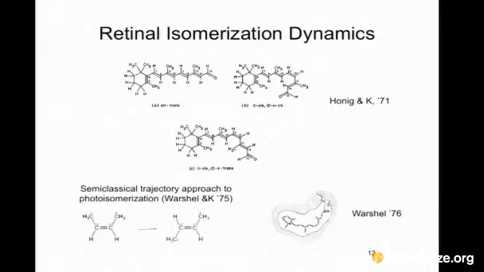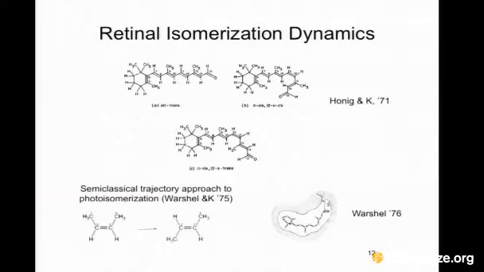Here's a very simple case, 2-butene, where you have the two methyl groups on the same side of the double bond. After the light strikes, you get the trans-butene with the two methyl groups on opposite sides.